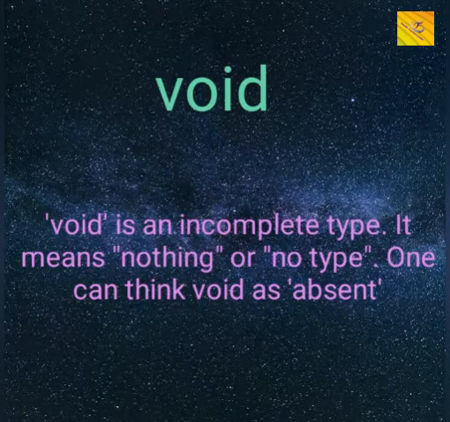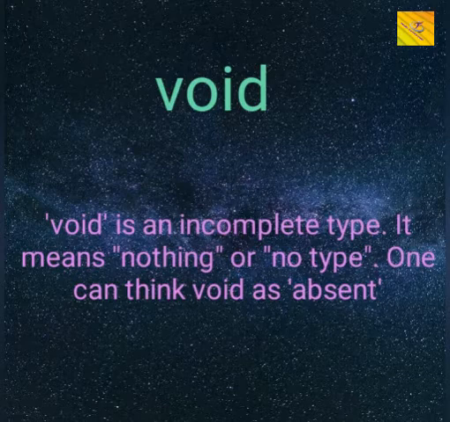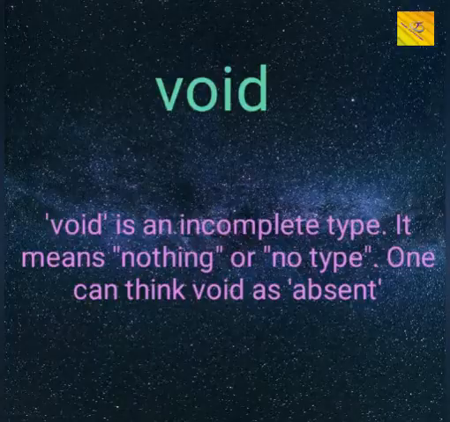Void is an incomplete type. It means nothing or no type. One can think of void as absent. For example, if a function is not returning anything, its return type should be void. Note that one cannot create variables of void type.